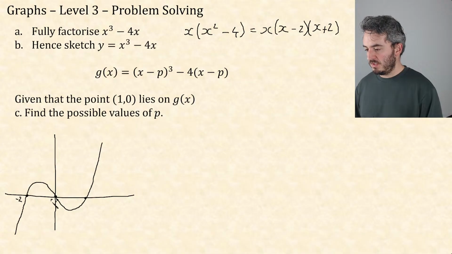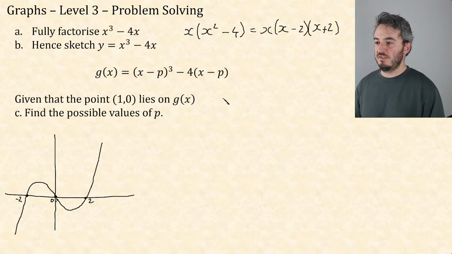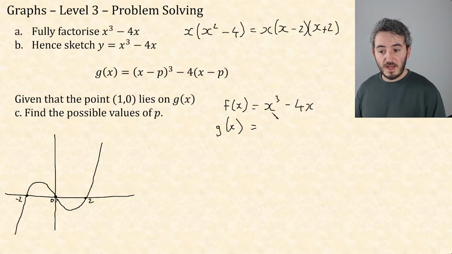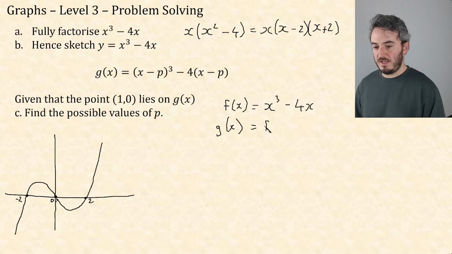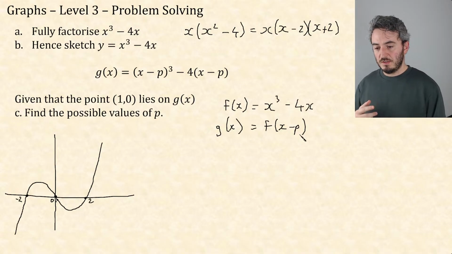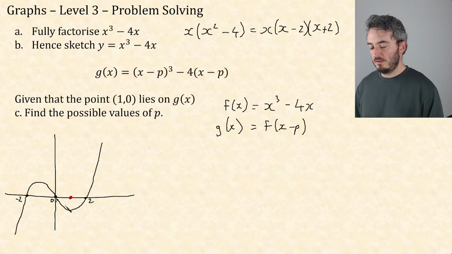All right, so we've got to establish what sort of transformation this is. The key fact here is to notice that if f of x is our original function, then g of x is simply each of these x values replaced by x minus p. So that's f of x minus p. So that's a translation of p units to the right. So the question is, by how much do we need to move it to the right to make the point 1, 0, which is here, sit on the graph?